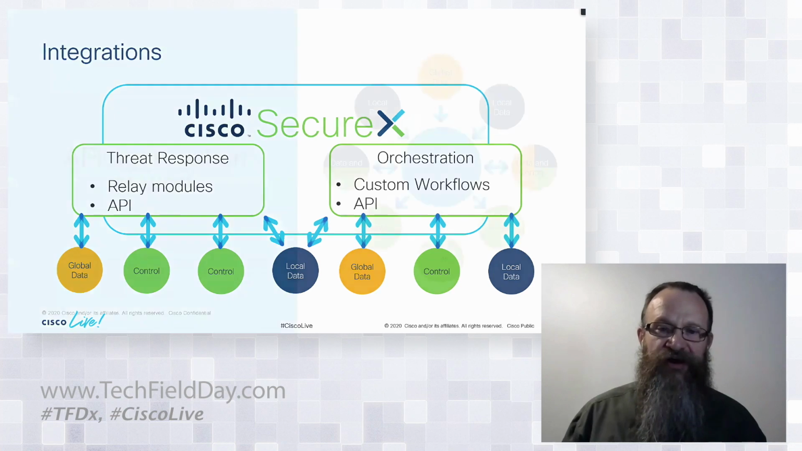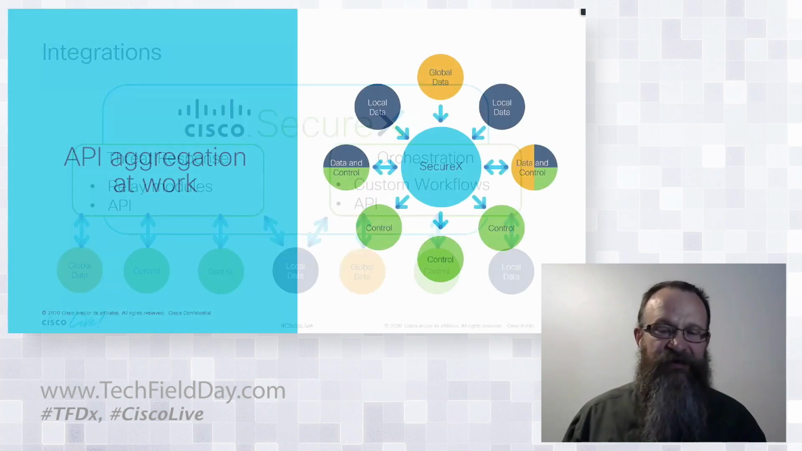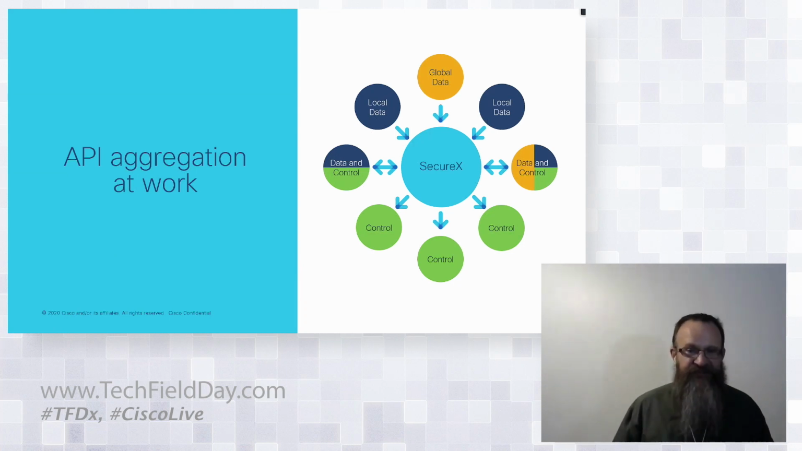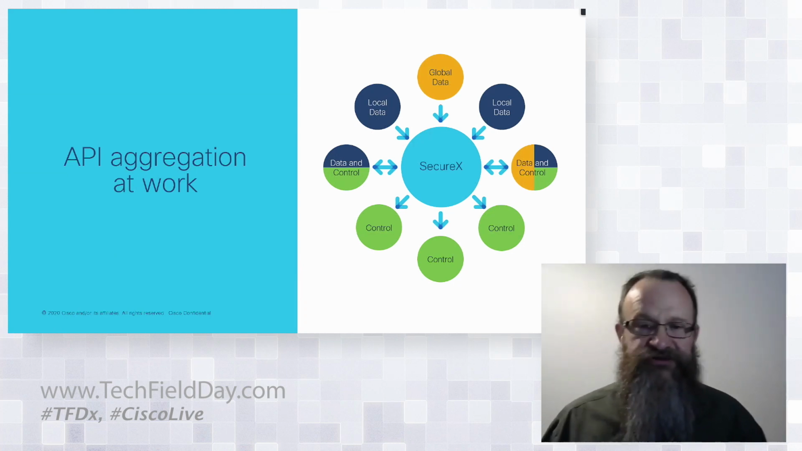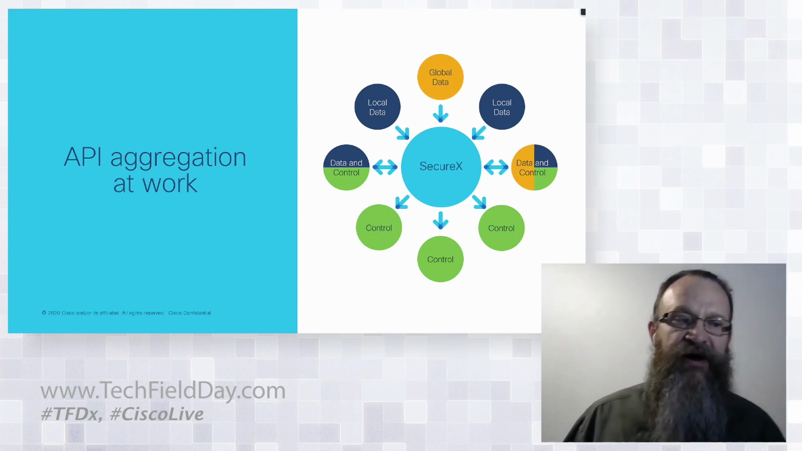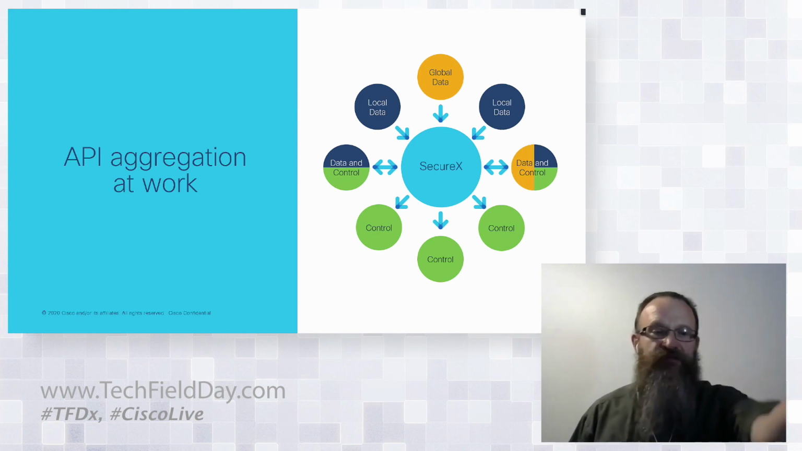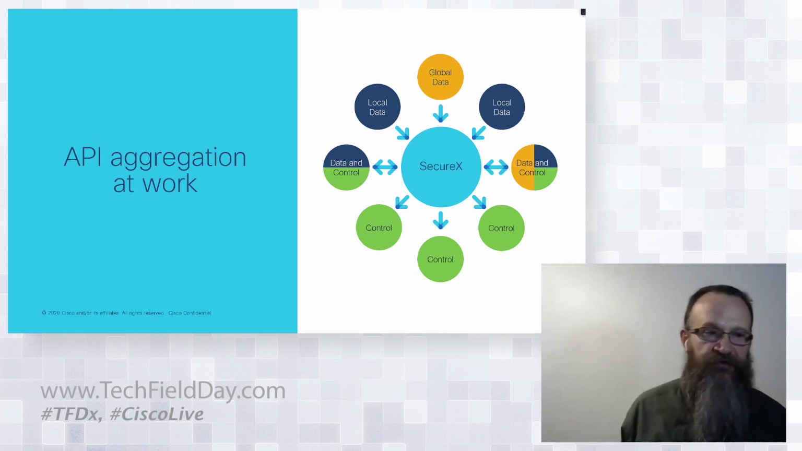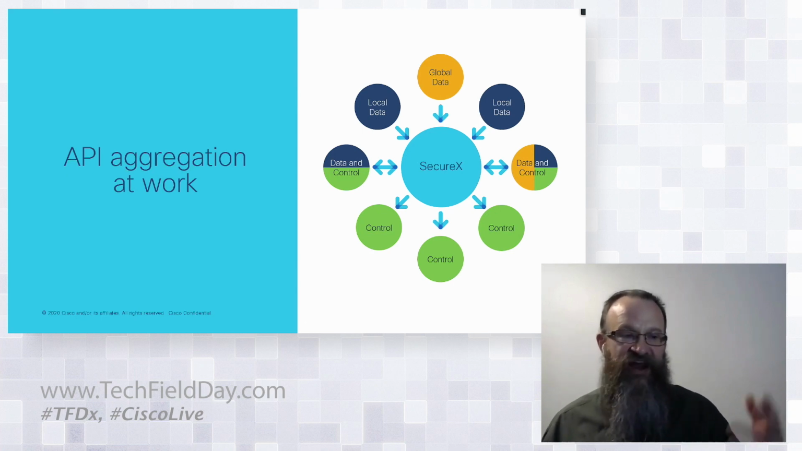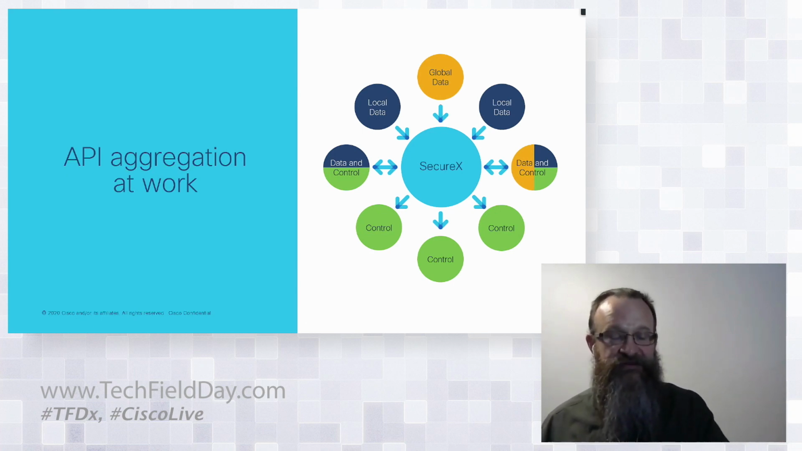Part of the magic of SecureX is that it is API aggregation, because everything that we're talking to also has an API. That's how all of this works. And so SecureX, both threat response and orchestration, use the APIs of these integrated products to retrieve information or to tell them to go do something. You have a workflow and it's talking to products A, B, C, and D, and it tells each one of those to do a different thing. It's talking to the APIs of A and B and C and D.